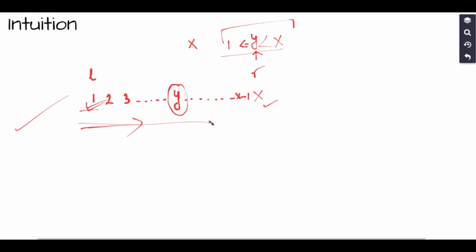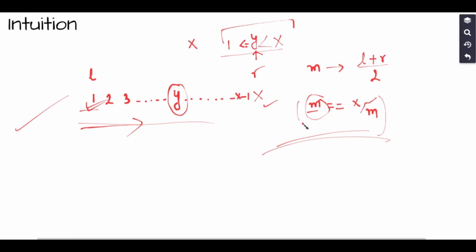How do we check? When I calculate the mid, let's say the mid is m, we calculate mid like this: l plus r divided by 2. This is the middle point. Then I have to check if this middle m is equal to x divided by m. If this is the case, then m is basically the square root of x.